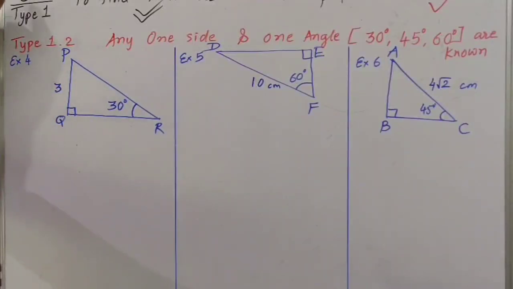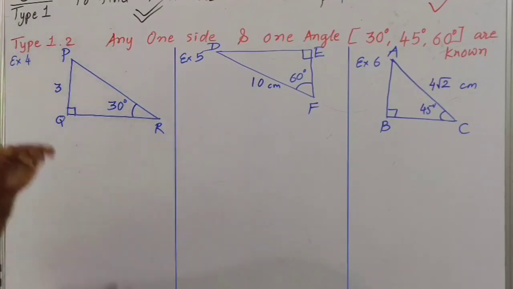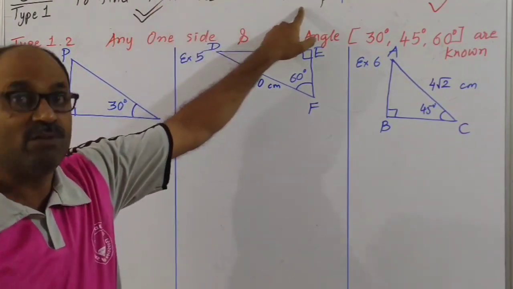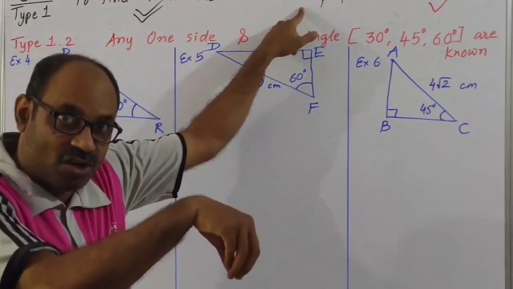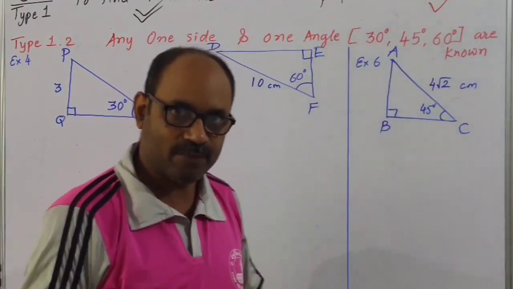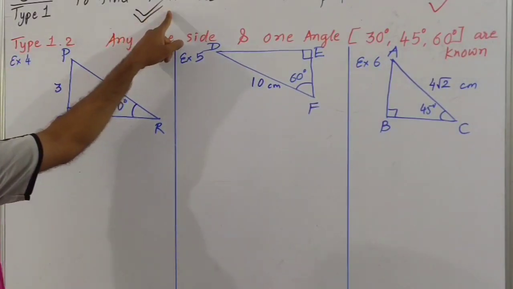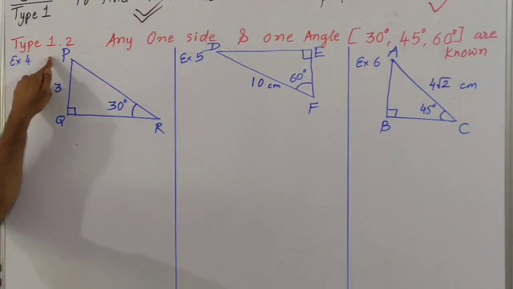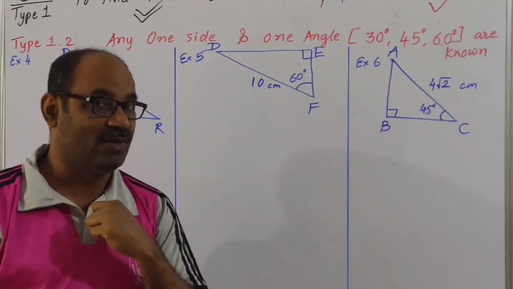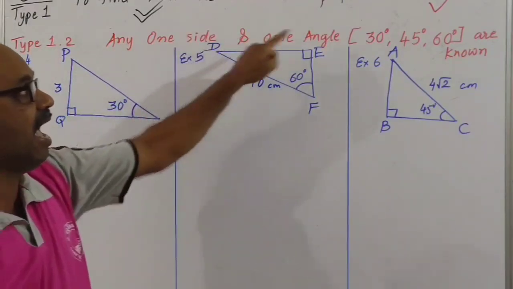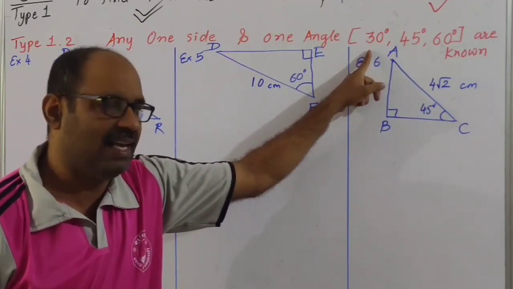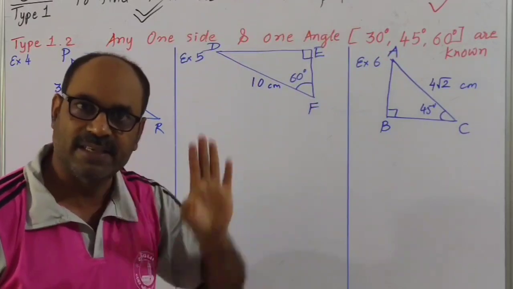Alright children, still we are going to see the sum type 1. But the given conditions are different. Type 1 means what? We have to find trigonometric ratio, or we have to find the value of expressions in which trigonometric ratios are involved, or you have to prove the value of expression is equal to something. Okay. Well, still we are going to find trigonometric ratios. Now why did I put type 1.2? Because your conditions are given different. In type 1.1, any two sides were given. Here, any one side and one angle are known. See, but the angle will be specifically 30 degree, 45 degree or 60 degree only.